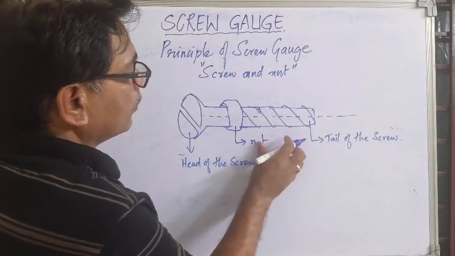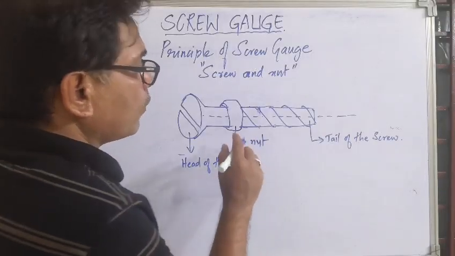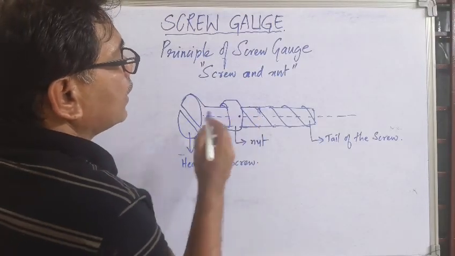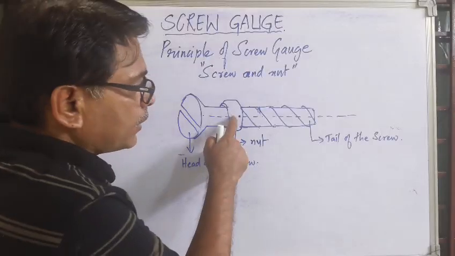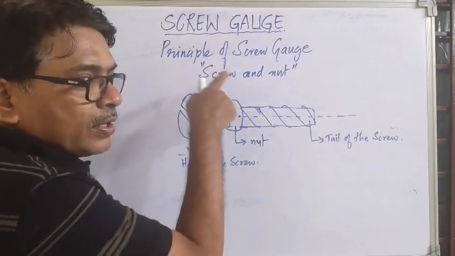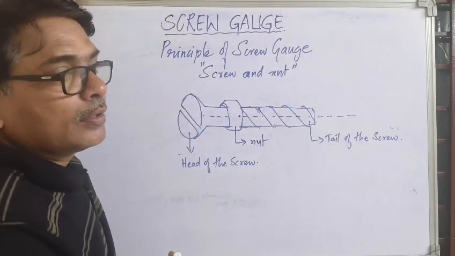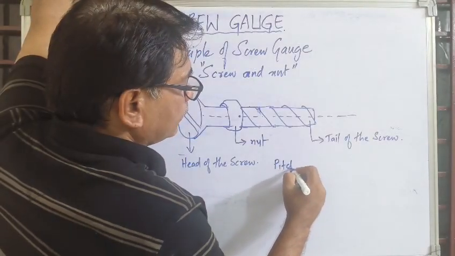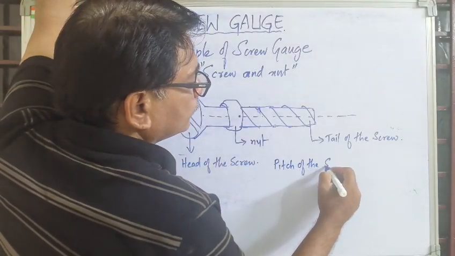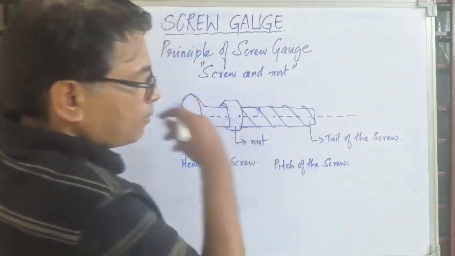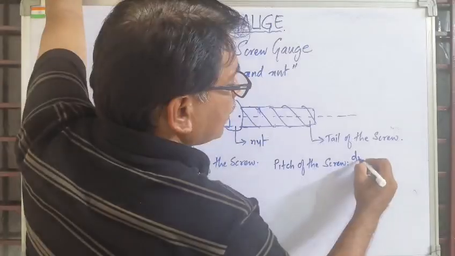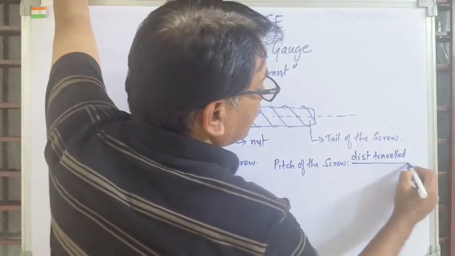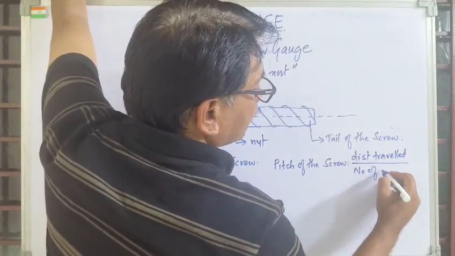What you are supposed to do, you have to turn the nut for one complete rotation. That means let us mark a dot over here on the axial line. Now you turn this nut for one complete rotation, to record what? Pitch of the screw. This is called pitch of the screw. What do you mean by pitch of the screw? It is the distance traveled by the screw by number of complete rotations.